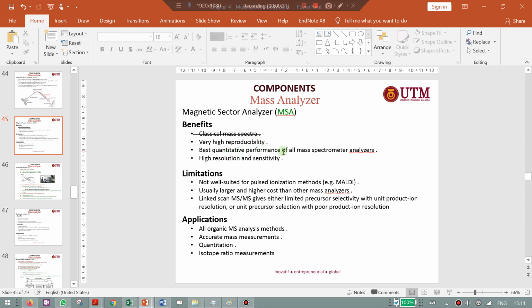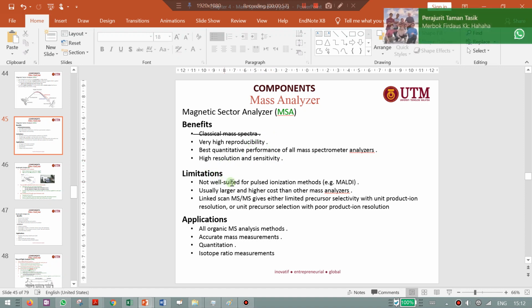Best quantitative performance of all mass spectrometer analyzers, high resolution and sensitivity. I'm not really sure how it can provide high resolution and sensitivity, but from the advantage, this is the advantage: very high reproducibility, good sensitivity, and good resolution, and also the best quantitative performance of all the mass analyzers we have.